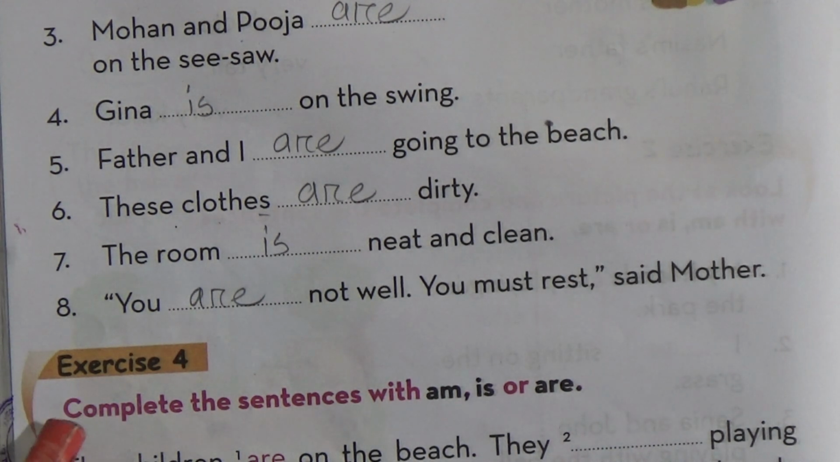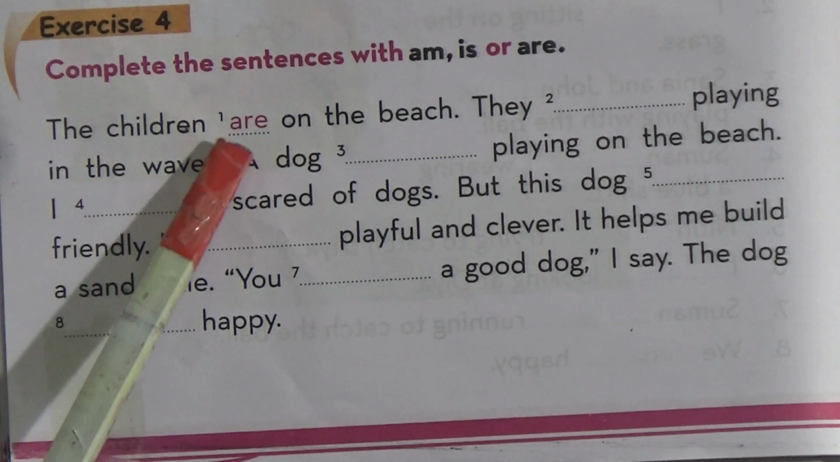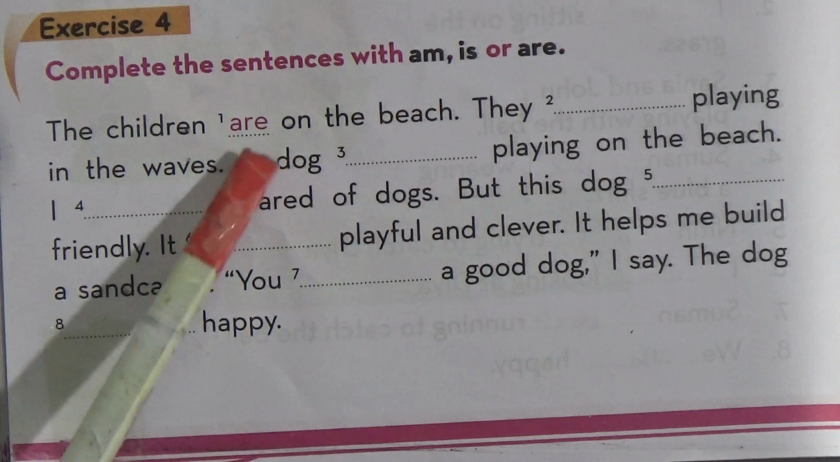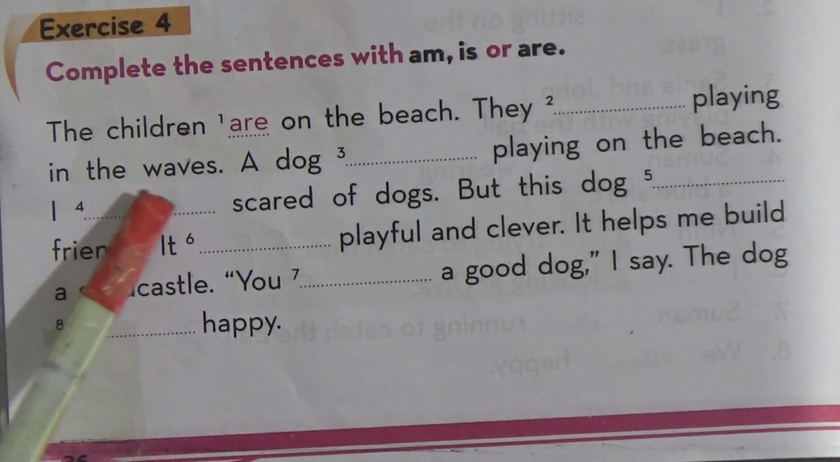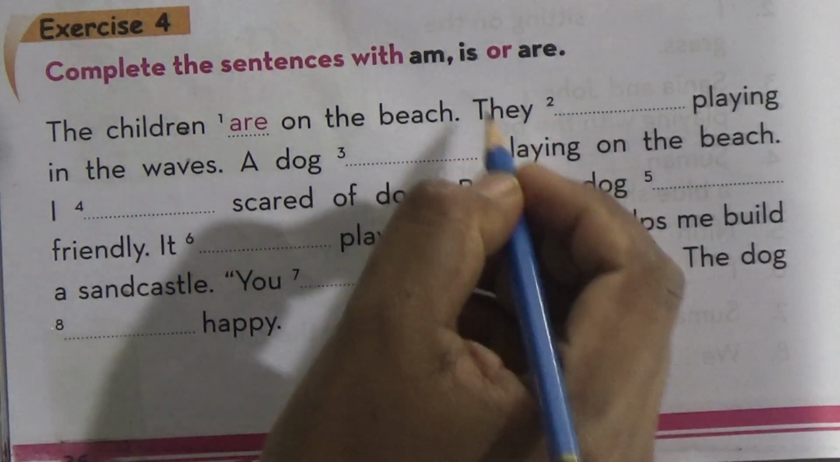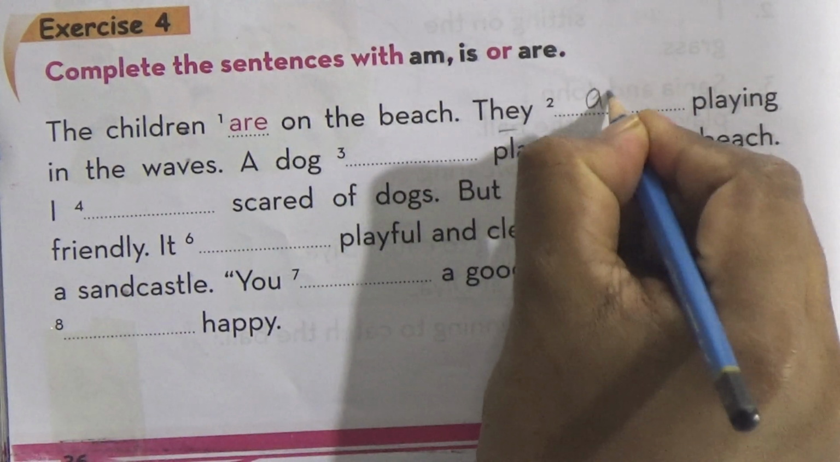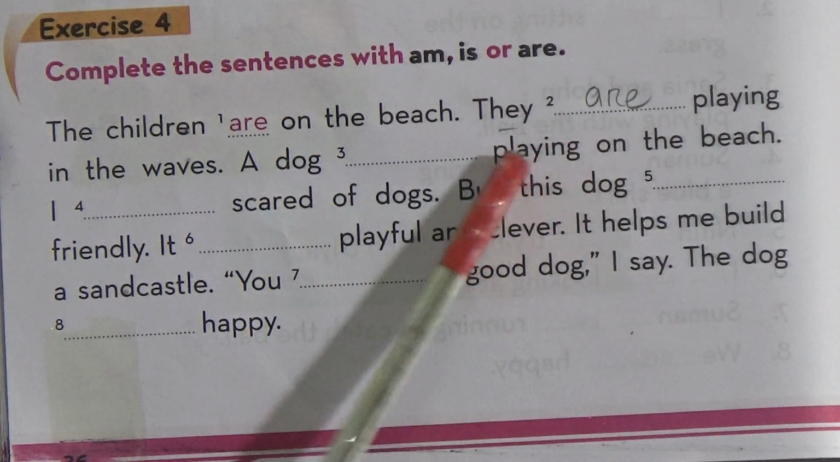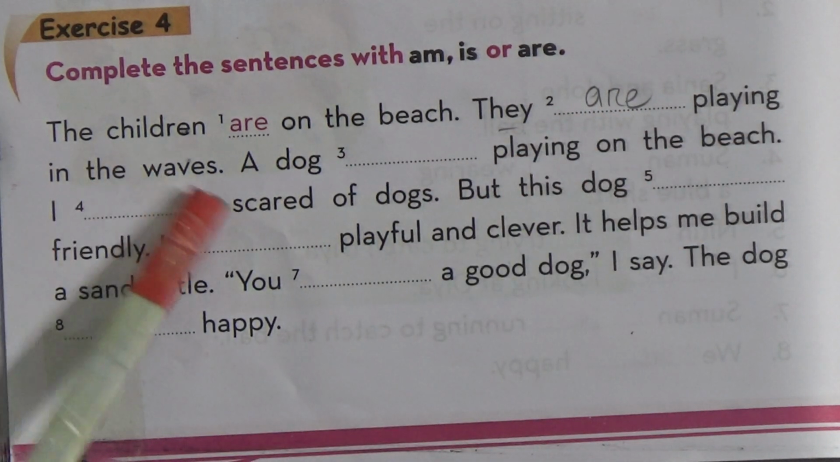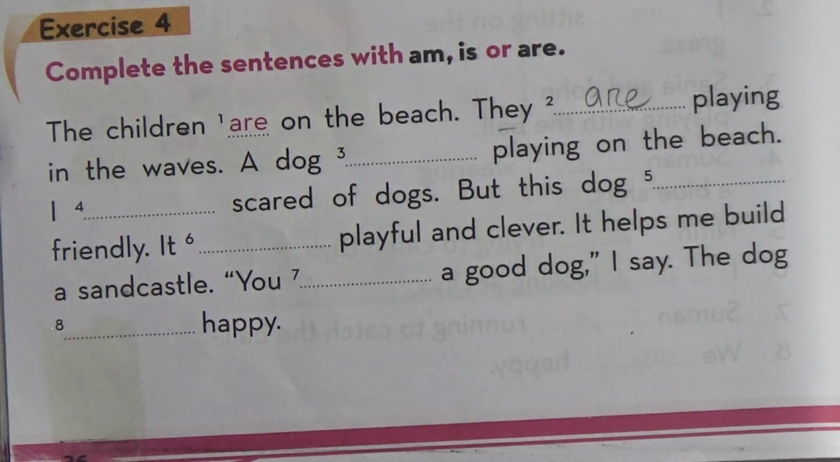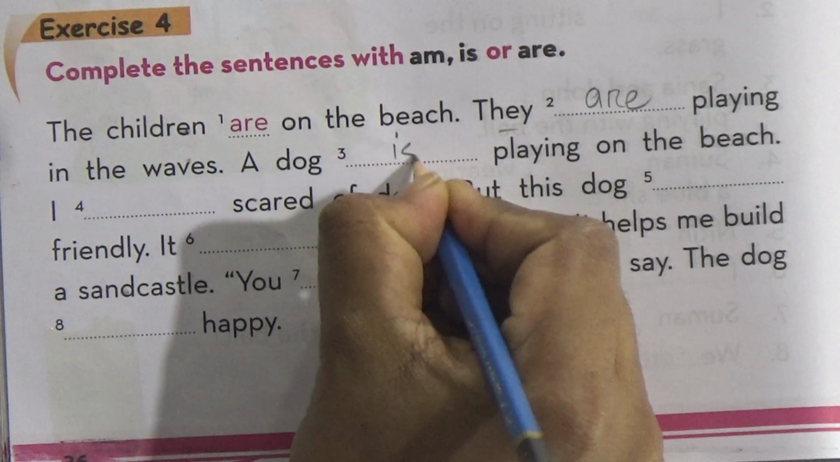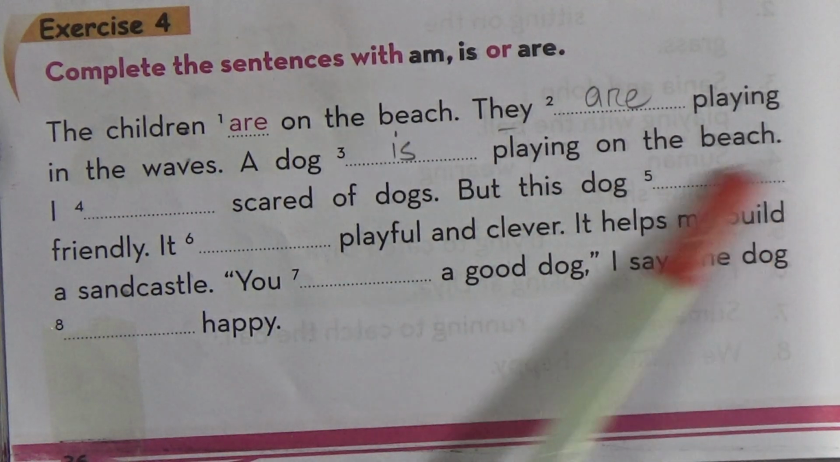What is said here? Complete the sentences with am, is or are. Same case. The children are on the beach. This are is done for you. They are playing in the waves. Dear students, they, it's plural subject. So for the case of plural, I told you that you have to use are. They are playing in the waves. A dog is playing on the beach. A dog, it's singular. Okay, so a dog is playing on the beach.